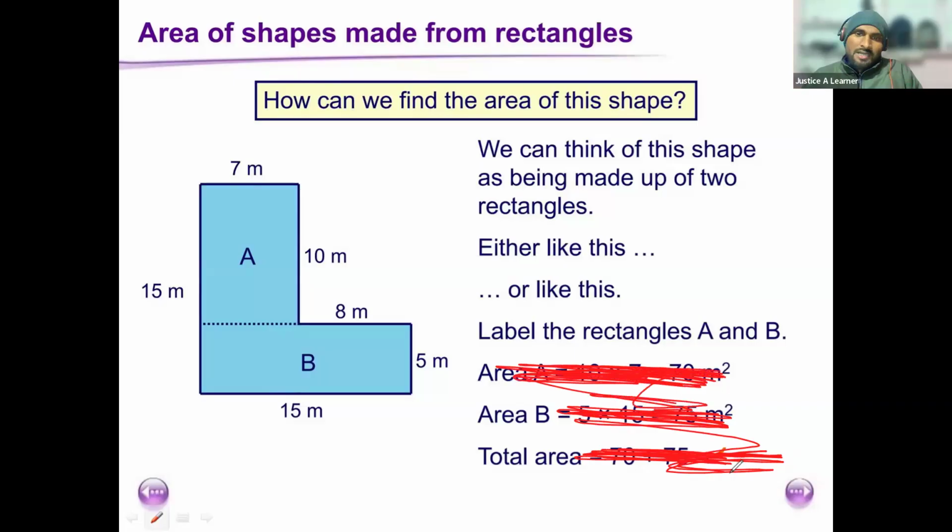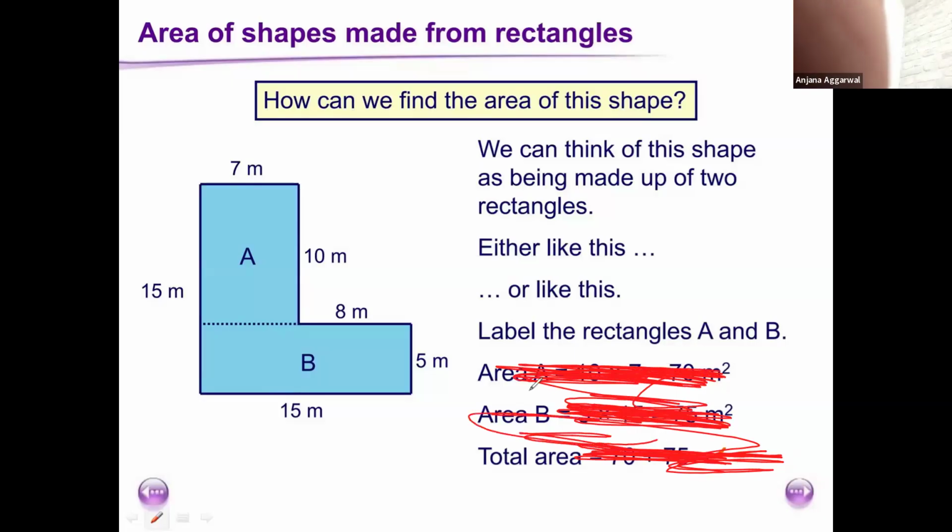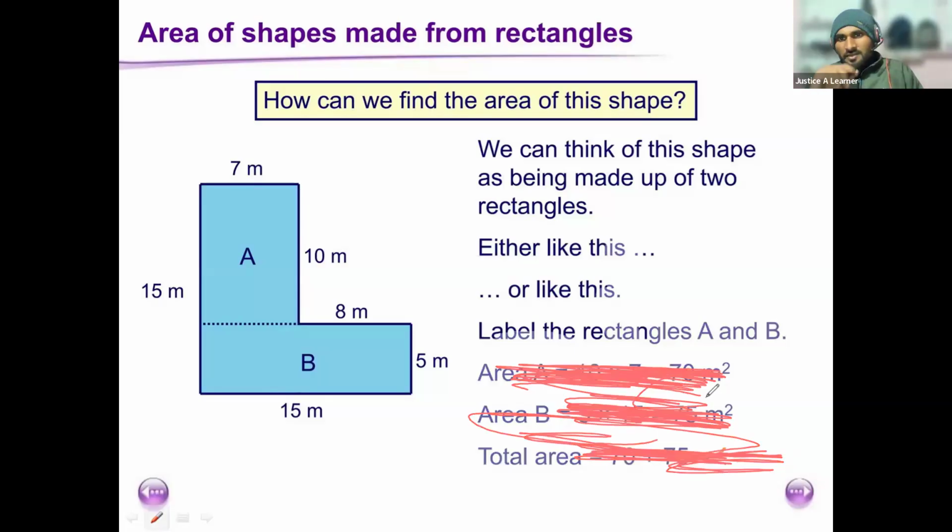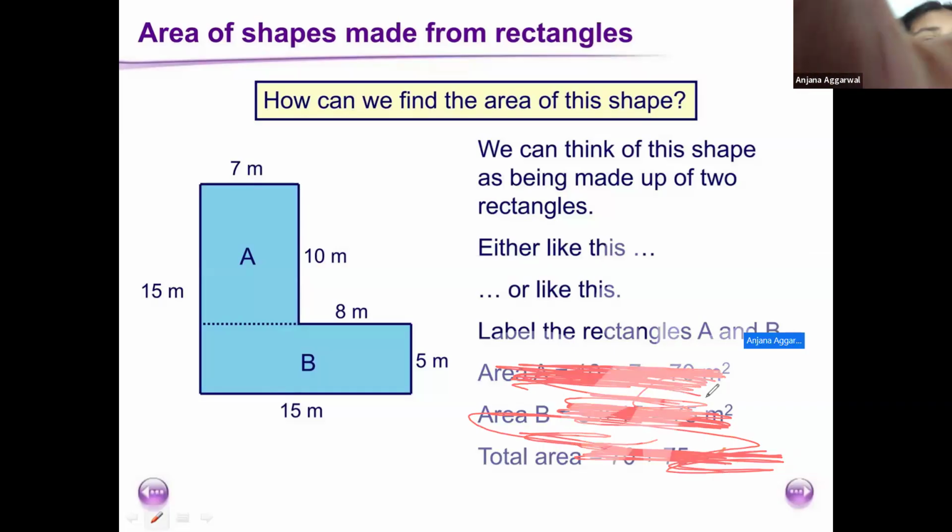Now I just want you to understand this and solve this. How would you find the area of this shape? I can't hear you. How would you find the area of the shape?